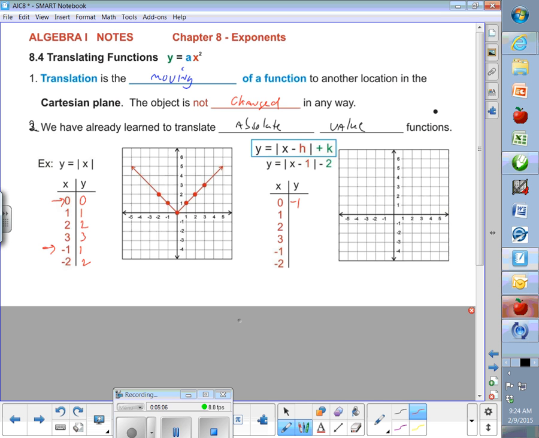Okay, so now put a 1 in. So again, you're looking at the function. 1 minus 1 is 0, right? The absolute value of 0 is 0. 0 minus 2 is minus 2. All right, let's graph these 2 points. Let's go to our graph and graph 0, negative 1. Let's go to our graph and graph 1, negative 2.